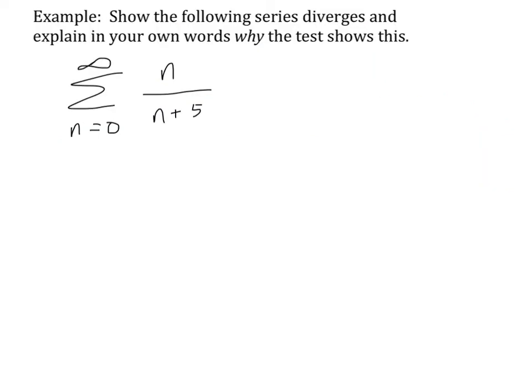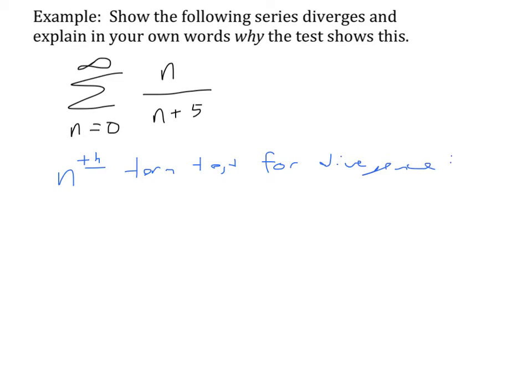So I'd like to look at an example of this to give you a chance to try it. I want to show that the following series diverges using the nth term test for divergence, and I want us to explain in our own words why the test shows this. So let me show you how you use the test. First of all, anytime you're using a test, I think you should write the name of the test you're using. So the nth term test for divergence.